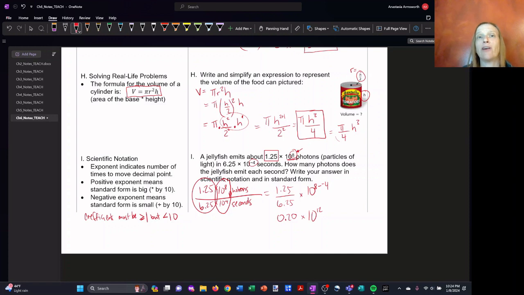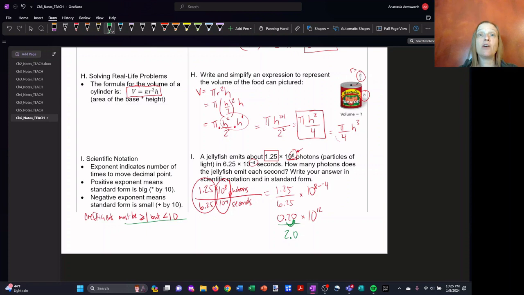Now, I have an answer here, and it seems to be in scientific notation, but it's not actually correct scientific notation because my coefficient must be a value between 1 and 10. And here my coefficient is less than 1. So this is not correct scientific notation. To make it correct scientific notation, I need to move the decimal point to get a number between 1 and 10. So I move the decimal point one time. But of course, if you move the decimal point, you change the value of the number. We don't want to do that.